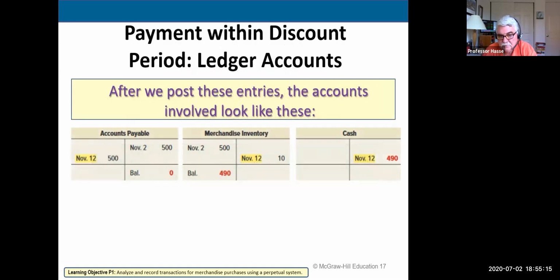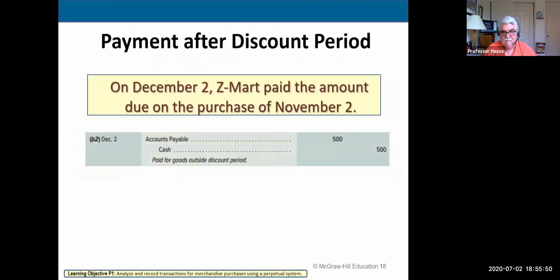There's the T accounts. We created the liability. There's the inventory. Then we paid off the liability with the discount. There's the cash, and the discount is credited to inventory saying, okay, we originally bought 500, but we took $10 off because we paid it in 10 days. So we only purchased $490 of inventory. So that's how that works. If you don't make the discount period, you just pay all the $500.